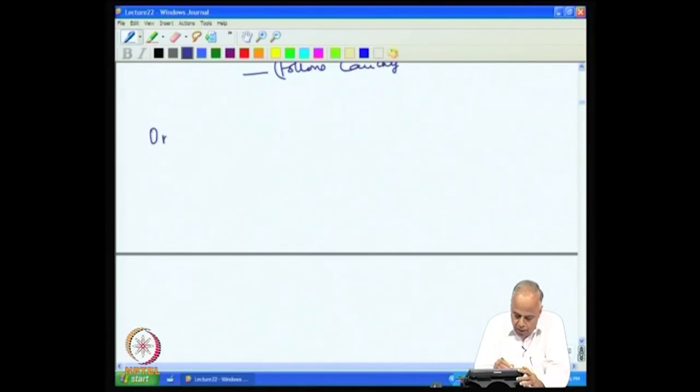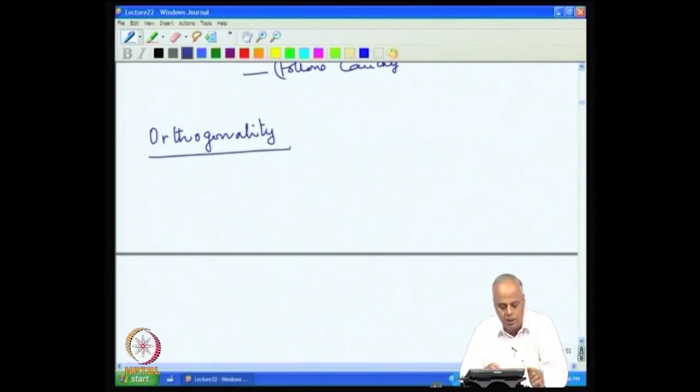So, we should now look at the next implication of the inner product. The first implication of the inner product is that it induces the notion of a length. The second influence of the inner product is the notion of orthogonality. So, what do we mean by that? Again, look at R3.